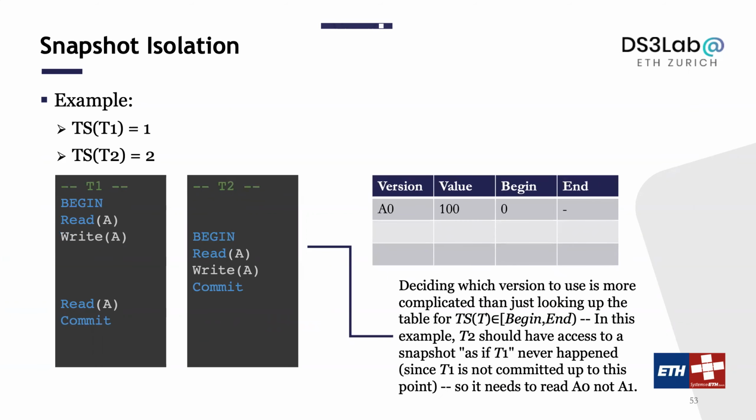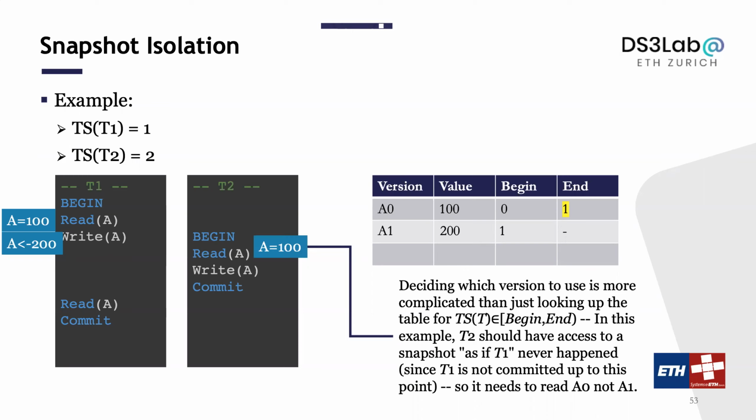So now let's look at another example. In this case, I have these two transactions. When T1 reads, I'm going to read version A0. When T1 writes, essentially I'm going to create a new version for T1. And then when T1 reads again, I'm going to read from A1, not A0. And then I'm going to update this.